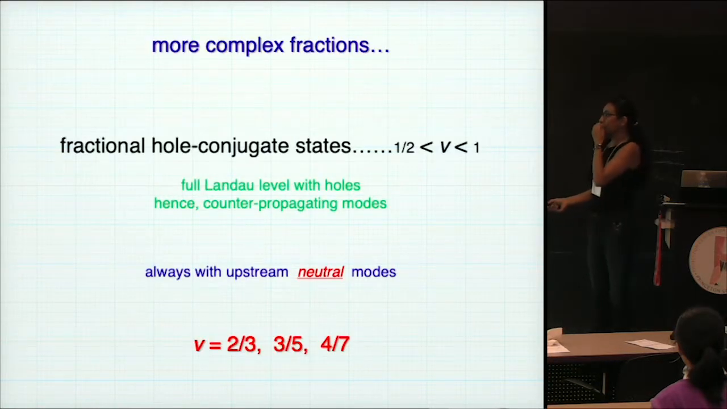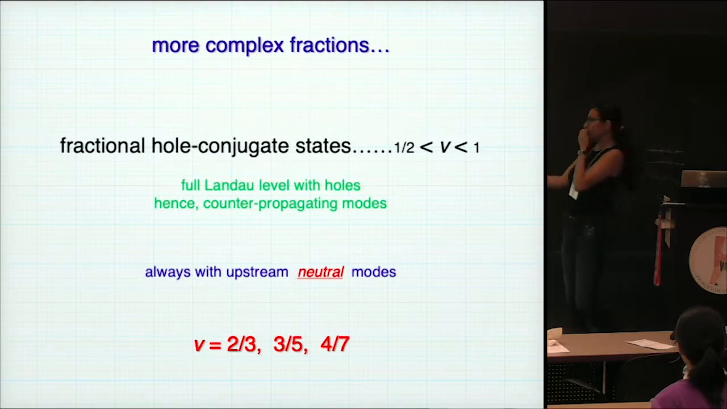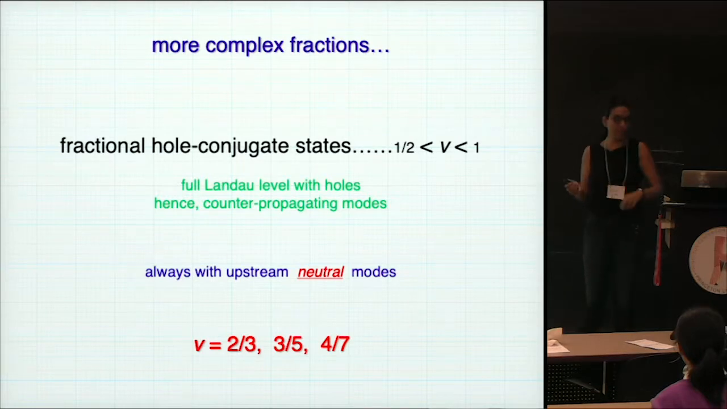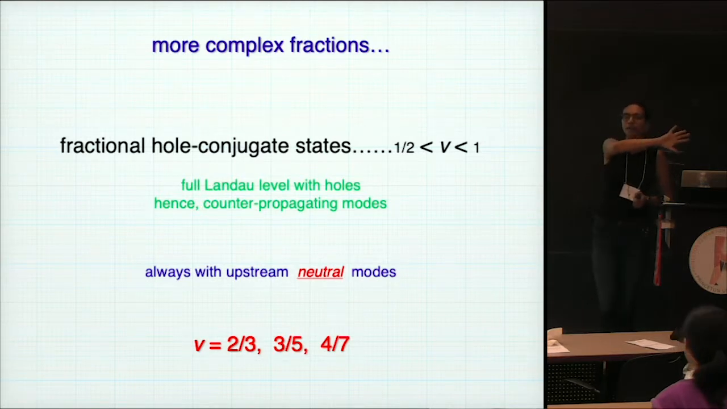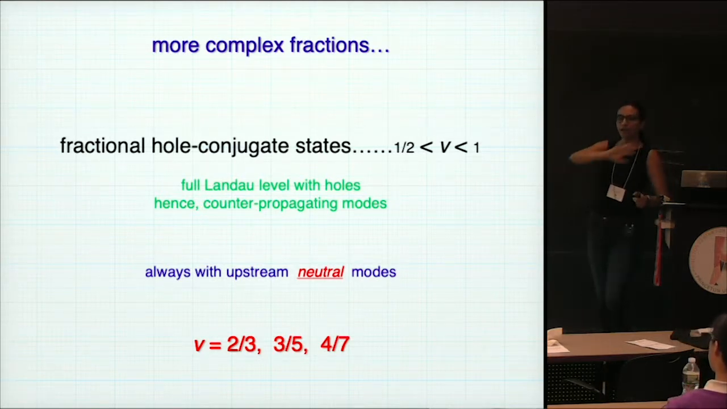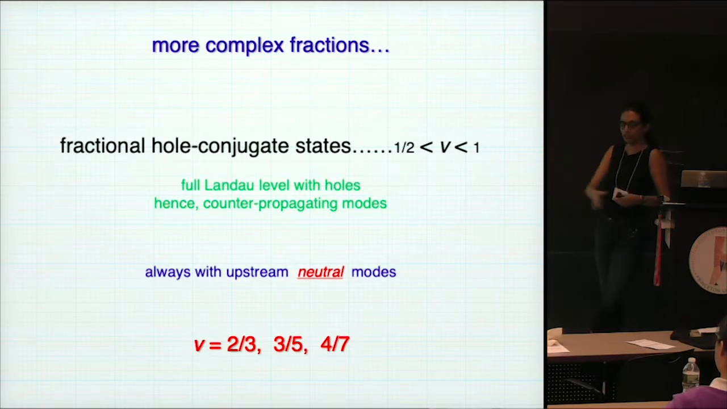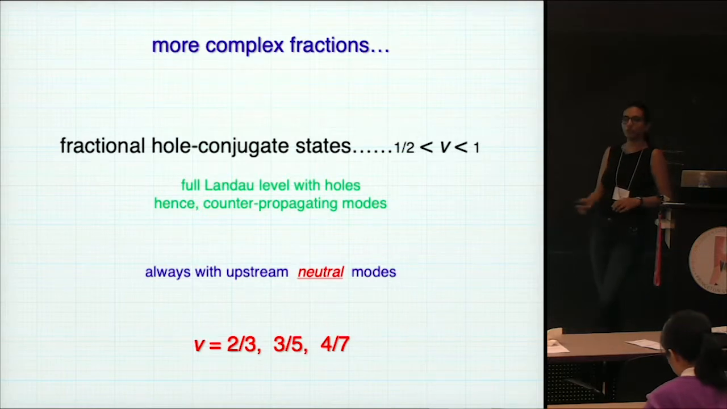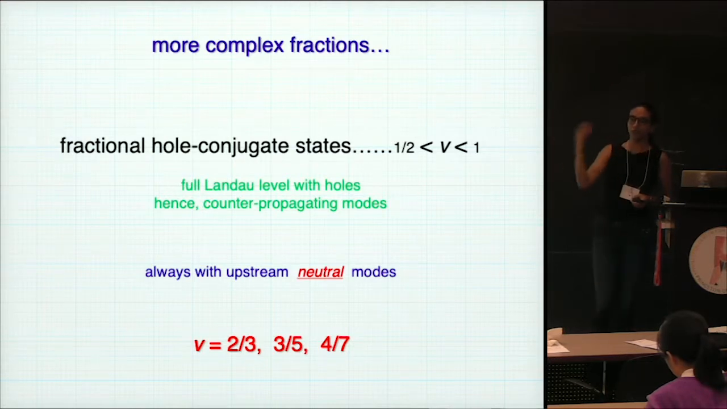So, of course, I already said that these states have upstream neutral modes. The upstream is the extra information here. Downstream is what goes from your higher mu to lower mu, from higher chemical potential to lower chemical potential. But these states have been proved experimentally to host upstream edge modes, namely, going in the opposite direction, from lower chemical potential to higher chemical potential.